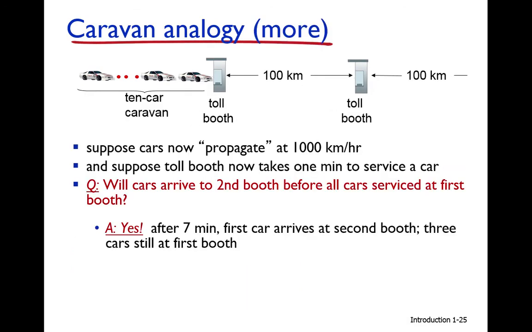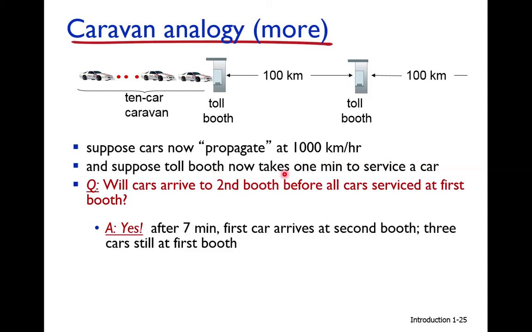Now let's describe it in more detail. Suppose that the propagation speed, the moving speed, is 1000 kilometers per hour. So this 100 kilometers will be covered in how much time? What do you think? Okay, so it can be covered in 100 divided by 1000. If you divide it, you can see that it takes 6 minutes.